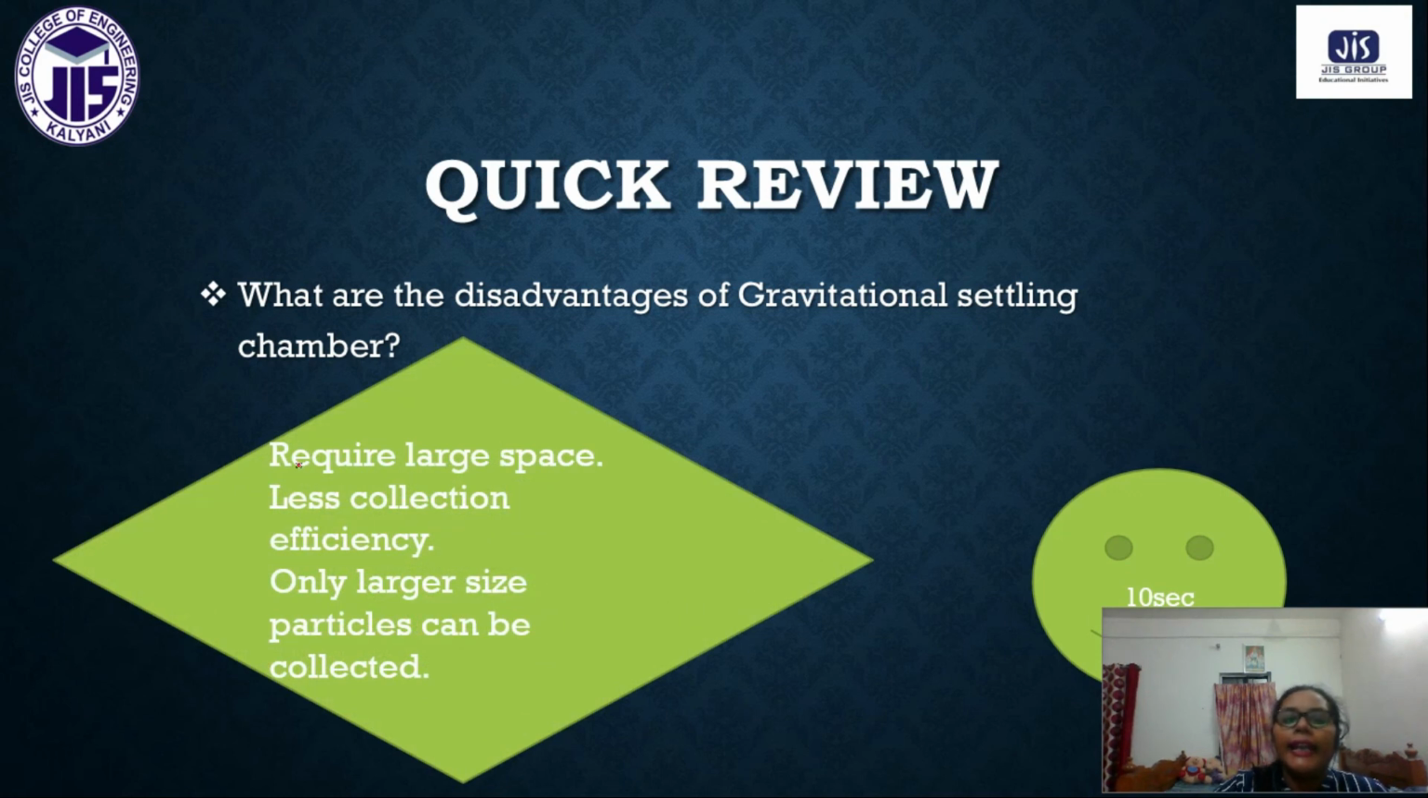The answer is, what are the disadvantages? It requires large space. For the gravitational settling chamber, that means we have to reduce the velocity, and for that we require large space. The chamber will be very large. The collection efficiency is less, only for larger sizes. If we have a 50 micrometer particle size, that particle will be removed by this gravitational settling chamber. So these are some of the disadvantages that we have for the gravitational settling chamber.